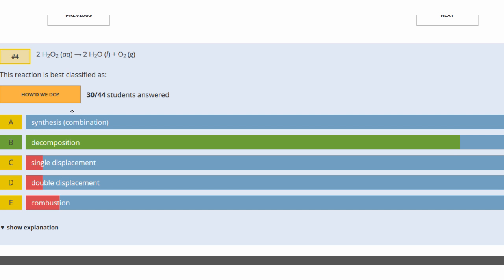Very good. This is a decomposition reaction. How many reactants? 1, and 2 products. That makes it a decomposition.